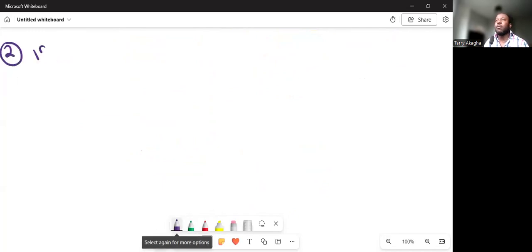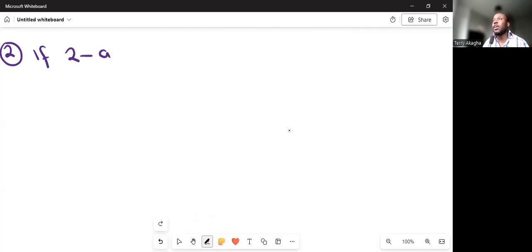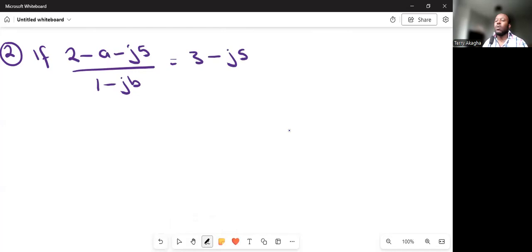Let's assume we have 2 minus aj5 divided by 1 minus jb is equal to 3 minus j5. We're told to find a and b. Is that making sense? We're told to find a and b.